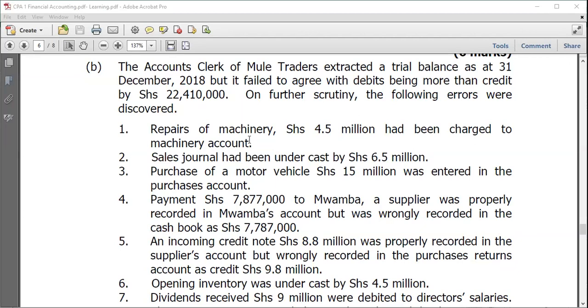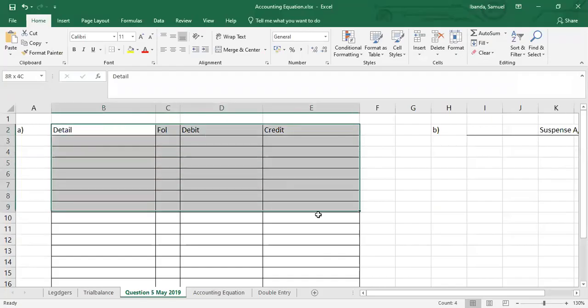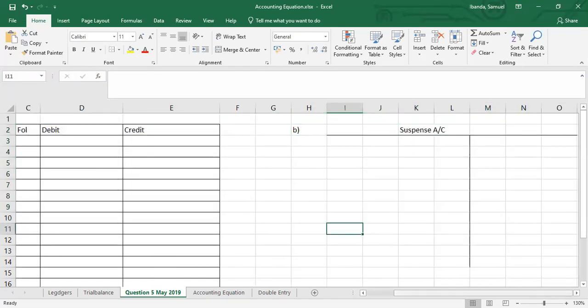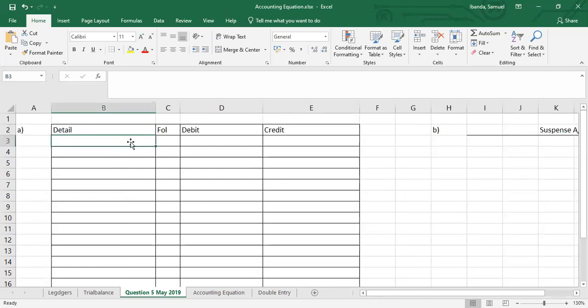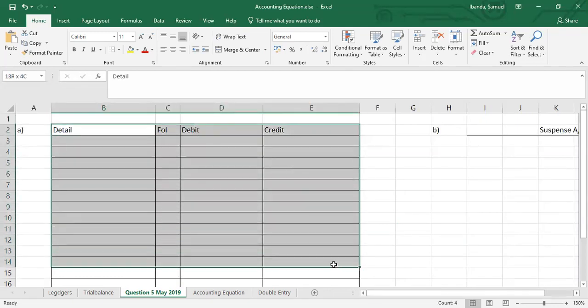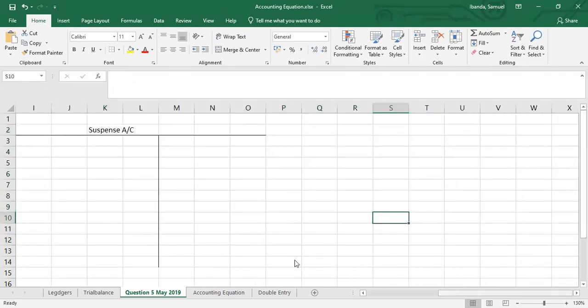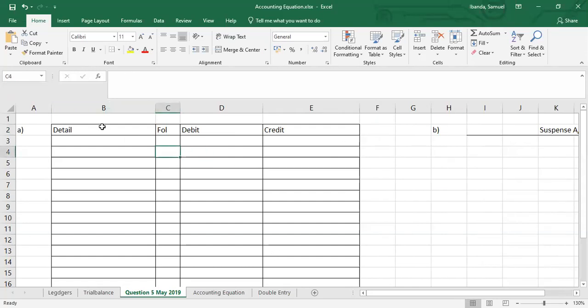Now, the reason why I drew up this here, and I also drew up here, is that's how you do it in the exam, to save time, so that every transaction you journalize here, you should be able to record its impact also in the suspense account as well. You get it? So it's important for you too.